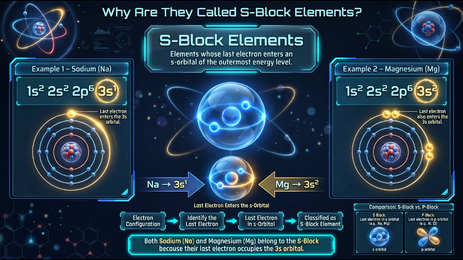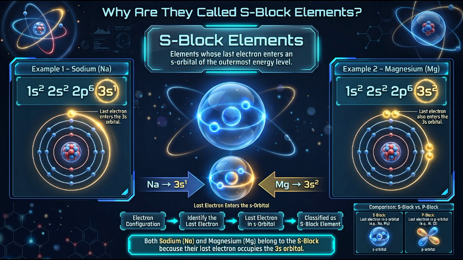Notice that sodium ends with 3s¹, while magnesium ends with 3s². Although one atom has 1 electron in the 3s orbital and the other has 2 electrons in the same orbital, both are still s-block elements because their last electron enters the s orbital. This is the key idea shown in the center of the image, where arrows from both sodium and magnesium point toward the statement last electron enters the s orbital.